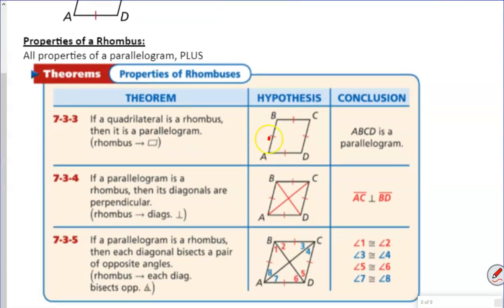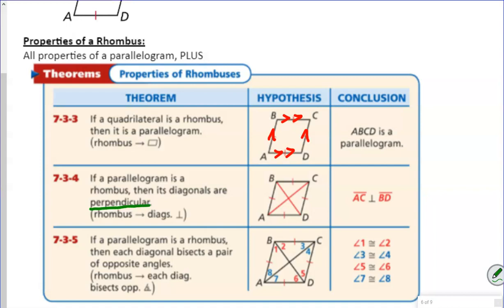So this means that AB, again, is parallel with DC, and that BC is parallel with AD, right? So every property that we had, our diagonals bisect each other, our opposite angles are congruent, and our opposite sides are congruent is applicable here, okay? Now, there's one additional property, though, with respect to a rhombus, and that is, it says that the diagonals are perpendicular. So this is a really key term.